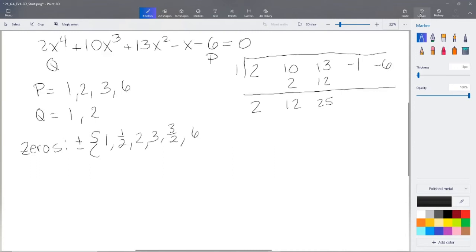So 25 times 1 is 25. -1 and 25 makes 24. 24 times 1 is 24. And -6 and 24 makes +18. Obviously, that's not 0, and this 1 is not a solution then. So we've got to do this again. Let's try -1.